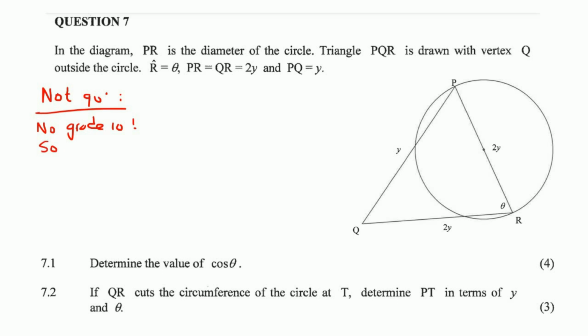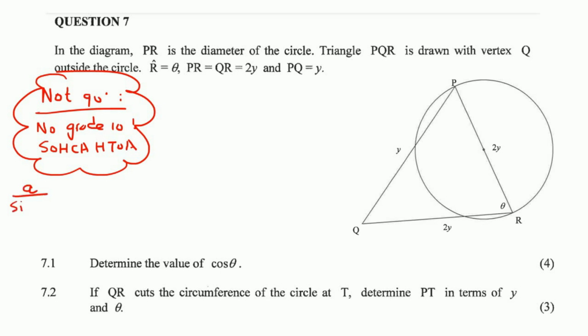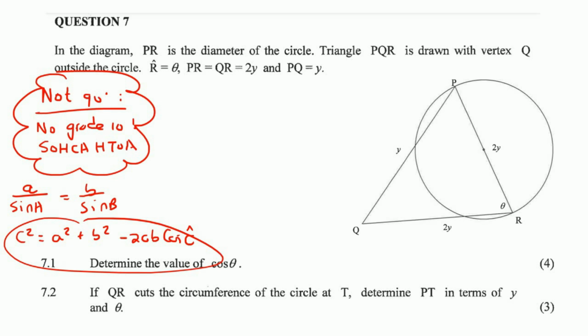What are those? Like SOHCAHTOA: sin equals opposite over hypotenuse, cos is adjacent over hypotenuse, tan is opposite over adjacent. Those only work with 90 degrees, so we won't use those formulas. We are only left with the grade 11 formulas: a over sin A equals b over sin B, or the cos rule, which is c squared equals a squared plus b squared minus 2ab cos C. Because they want the value of cos theta, the best approach would be to use this one.